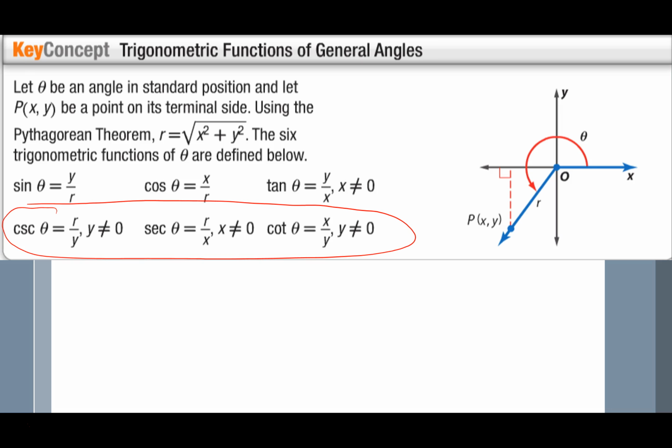You find r very straightforwardly. It's the square root of x squared plus y squared. It's essentially a Pythagorean theorem value to find r, which is really the hypotenuse of the right triangle created, and that's where that's coming from.